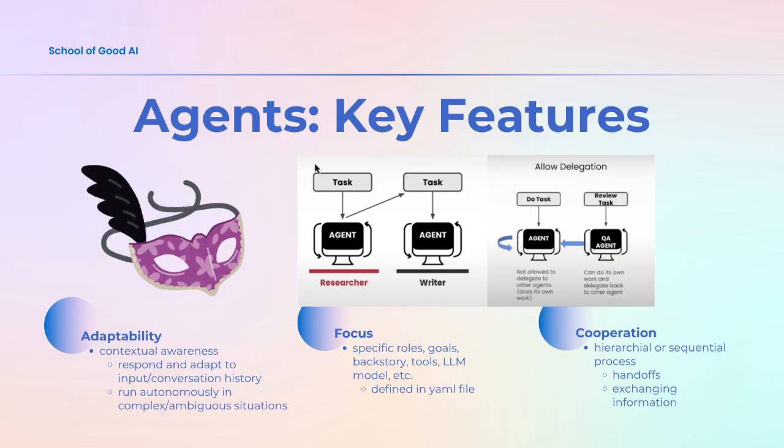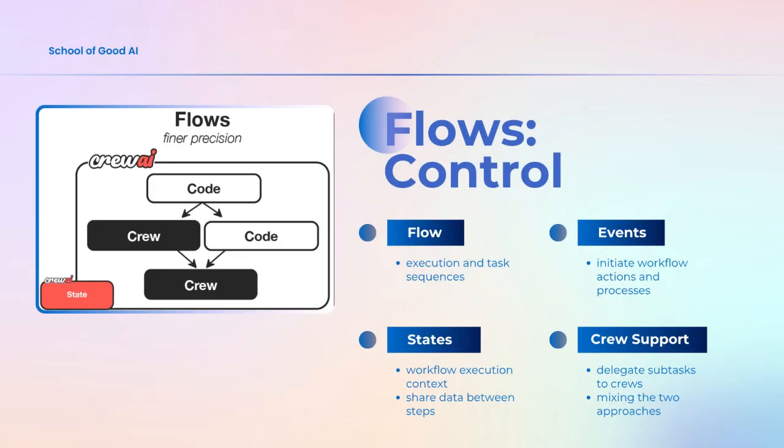Much like OpenAI Agents SDK, agents collaborate through a hierarchical or sequential process. Another approach is flows, which allows for more precision and control over your agents by defining the sequence of tasks. Other elements of flows include events, which are used to initiate workflow processes, and states, which ensure consistent, shared context throughout the flow. Examples of states include dictionaries and pydantic models that allow for data validation.